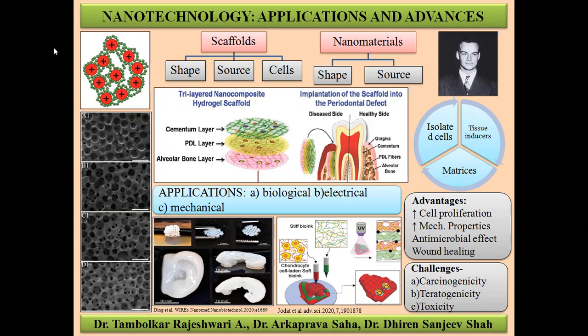Now, what is a scaffold? Scaffolds are three-dimensional structures in which cells grow, proliferate, and differentiate into various types of cells. Based on the shape, these are preformed and injectable. Based on the source, there are natural ones, for example collagen and chitosan; synthetic ones, like PGA and polylactides; and ceramic ones like bioglass. Also, metallic and mineral scaffolds are there.